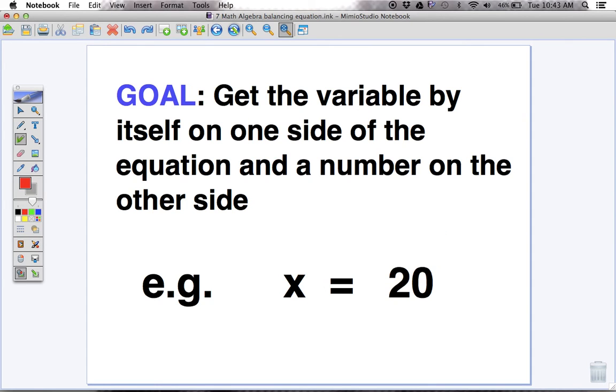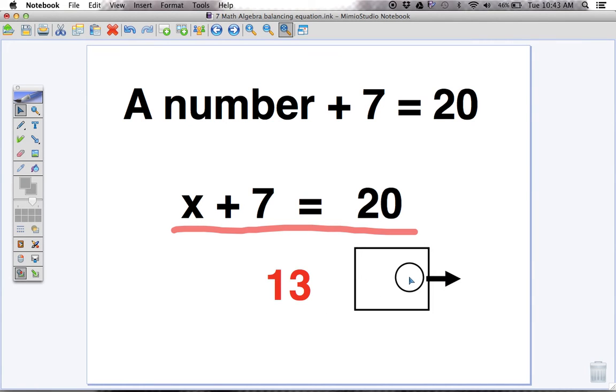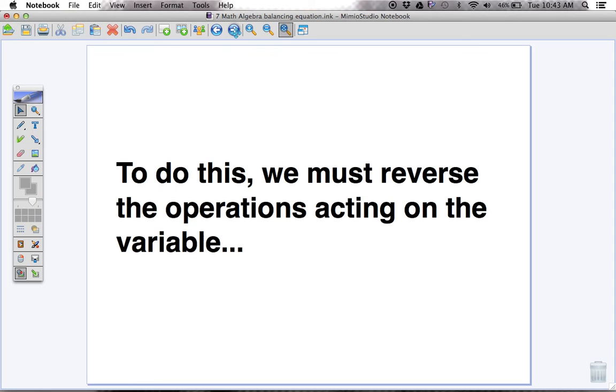Sorry about the drawing. So we look at this equation right here. This means in words, a number plus 7 is equal to 20. And intuitively, you could figure this out. You could ask yourself, well, what number added to 7 equals 20? And you know that it's 13. The thing is, we have to prove it.